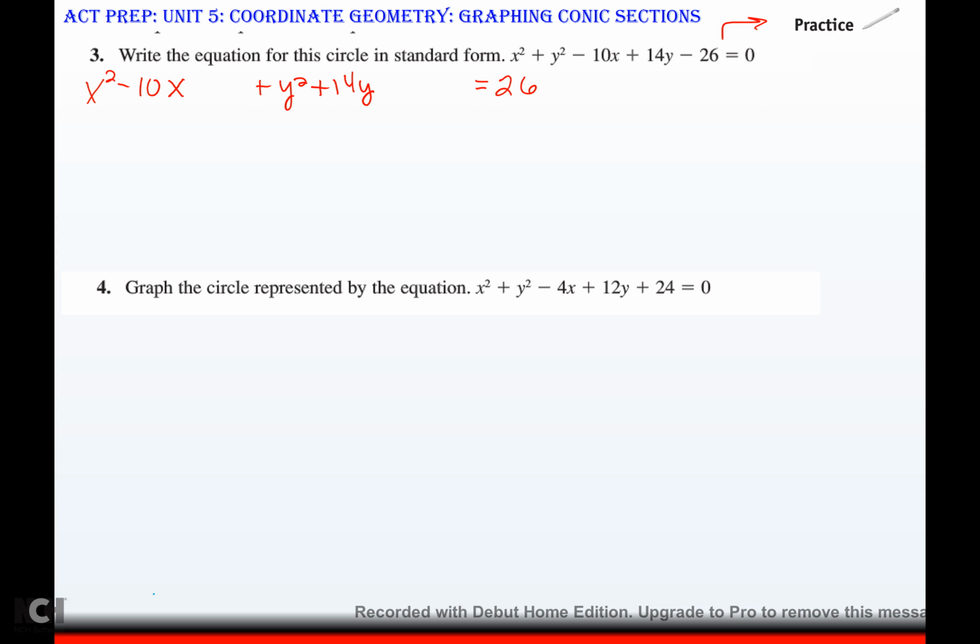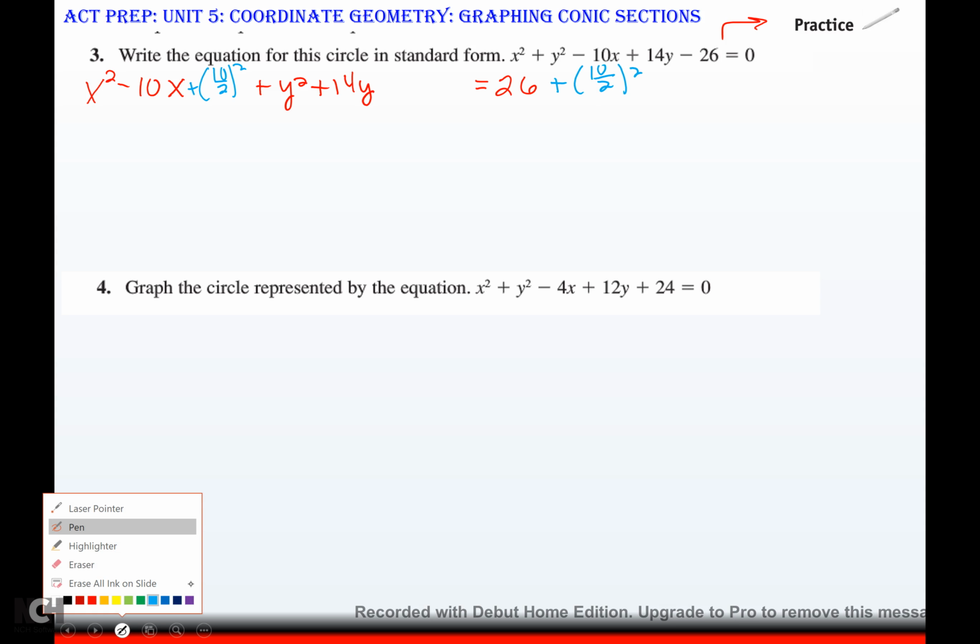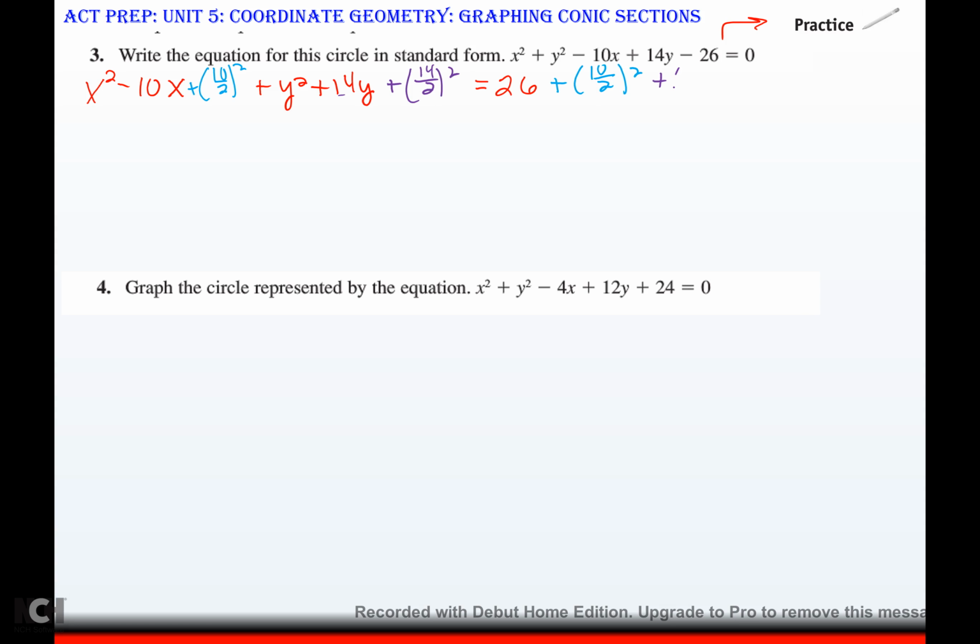Then I'm going to add half of b squared, so add half of 10 squared, but I have to do it to both sides. That'll complete the square on x. To complete the square on y, I have to add half of his b squared, so 14 over 2 squared, but I have to do it to both sides. Now I can factor the x's.